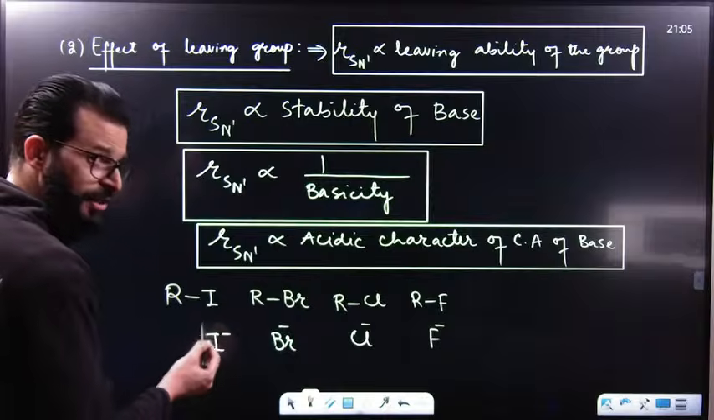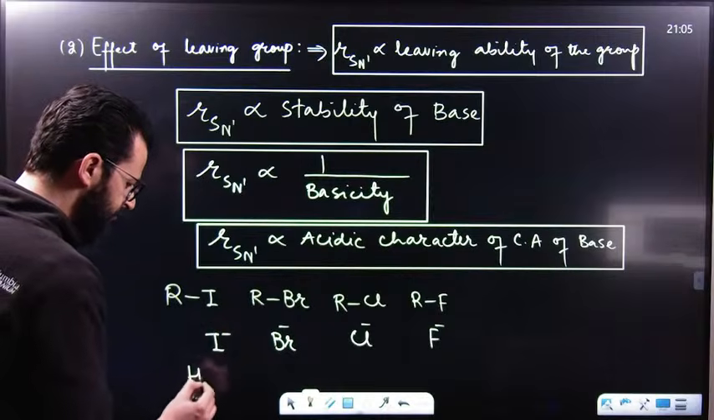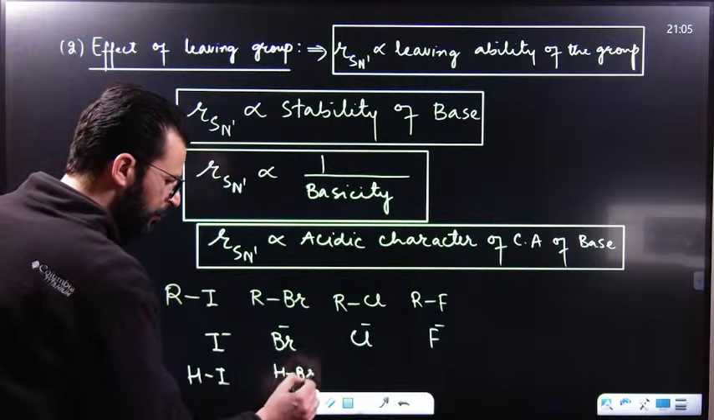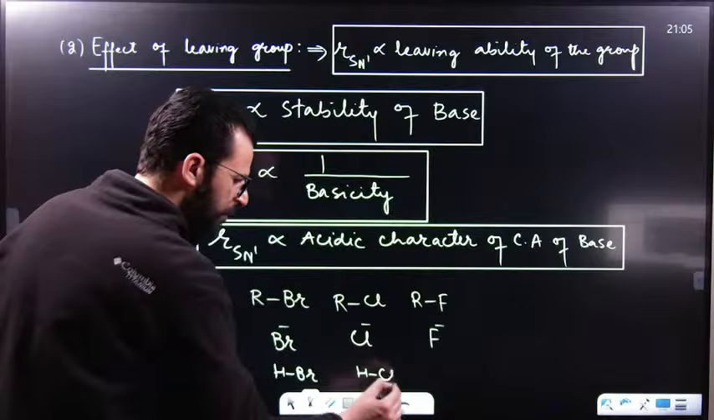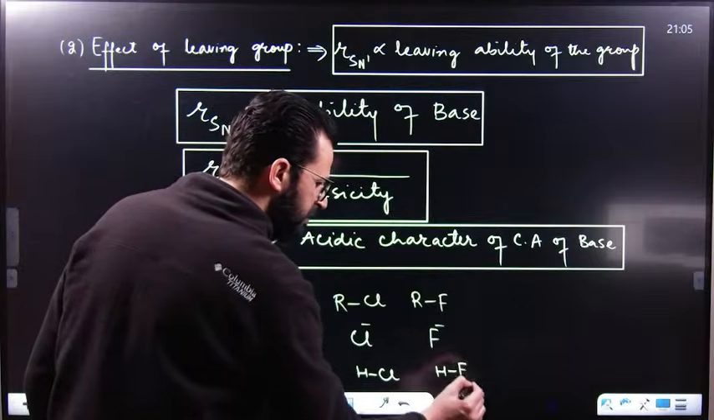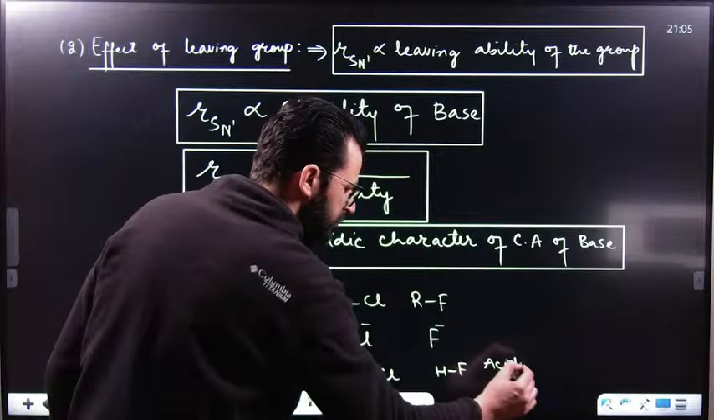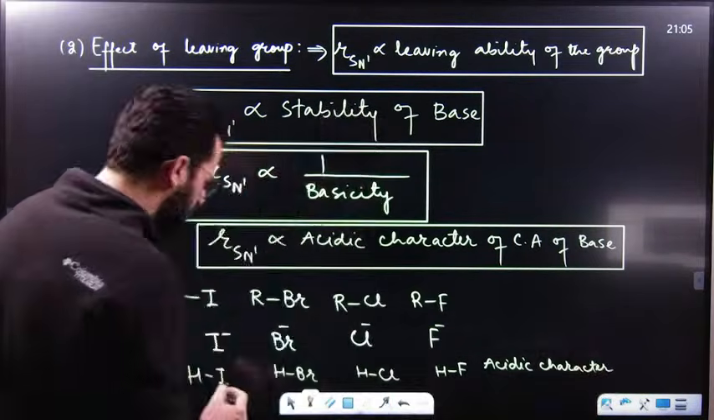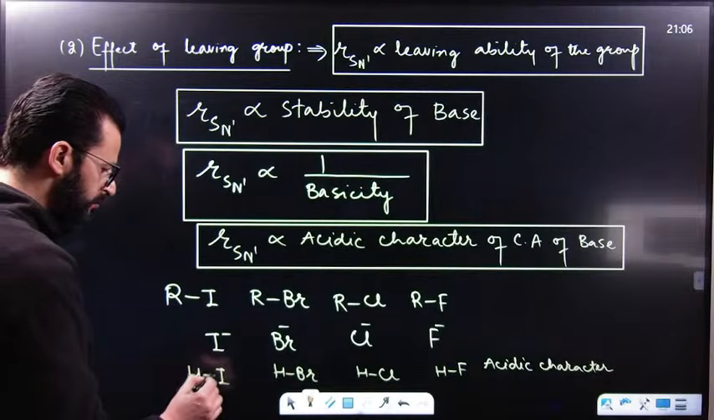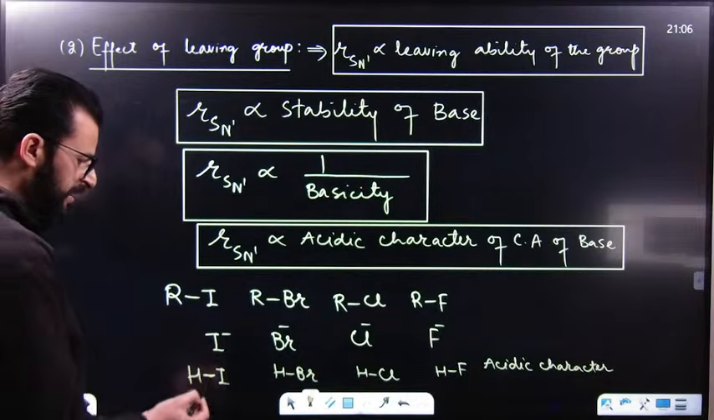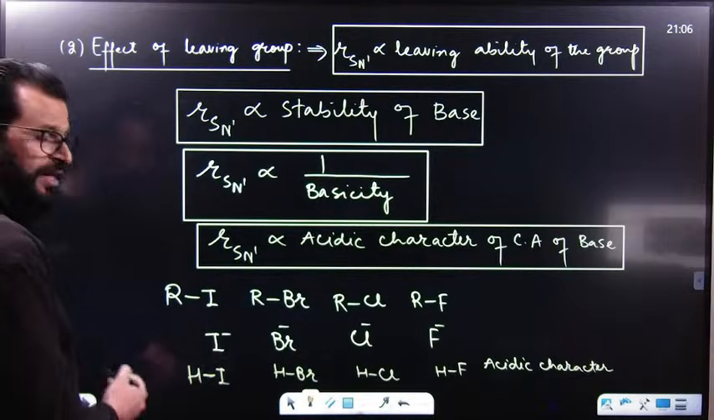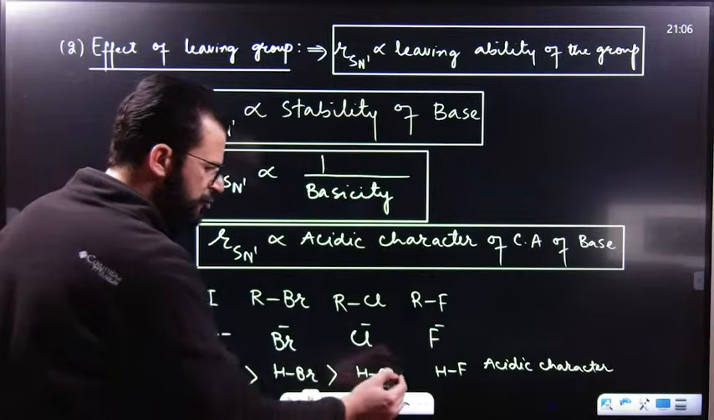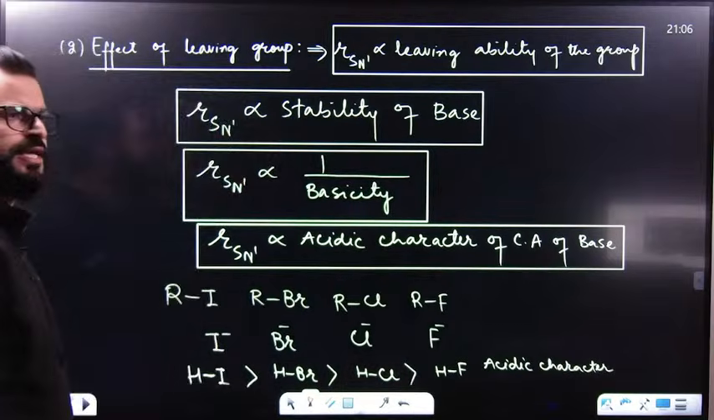What is the conjugate acid of this? Its conjugate acid is HI. What is the conjugate acid of this? Give a proton to this, that means it is HBr. What is the conjugate acid of this? That is HCl. What is the conjugate acid of this? That is HF. And remember, if I talk about acidic character, we know HI has more bond length. That means it's easier to break, and HI will easily donate H positive. That means this is a stronger acid as compared to HBr. HBr is a stronger acid as compared to HCl. HCl is a stronger acid as compared to HF.